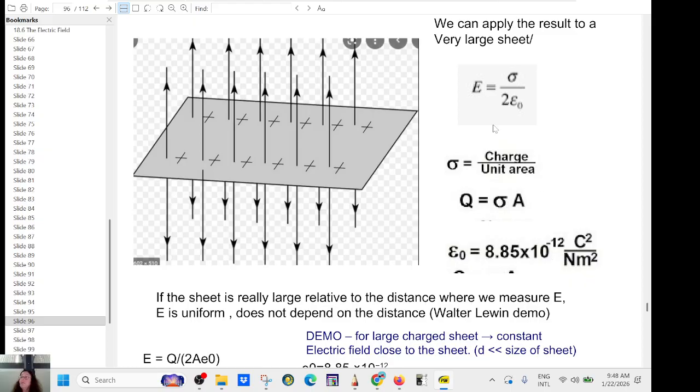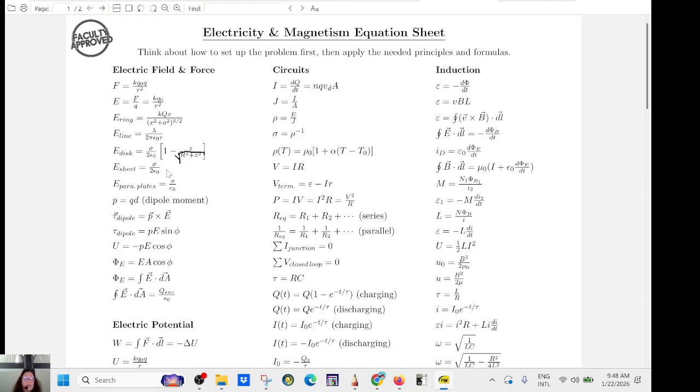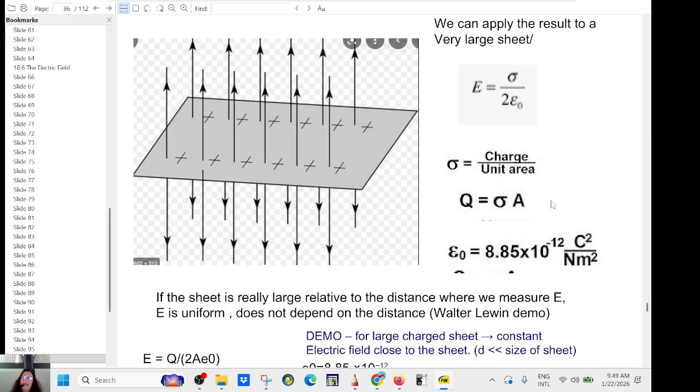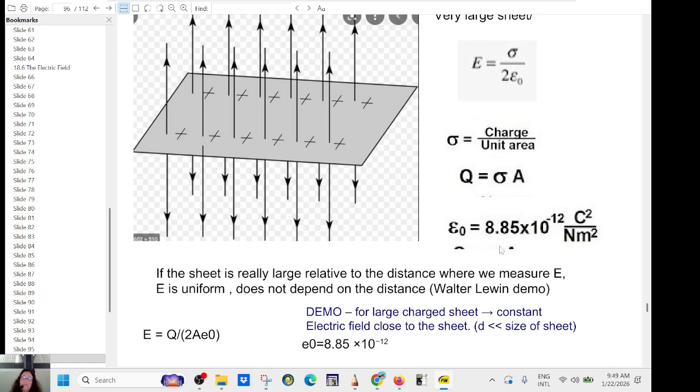Anyway, we came to this result. You have an infinite surface, the electric field is uniform, and that will be the equation for the electric field. If you look at your equation, it says sigma over 2 epsilon 0. I have to watch my accent. And that's a constant. So we did that.